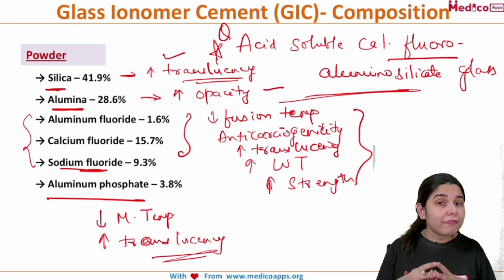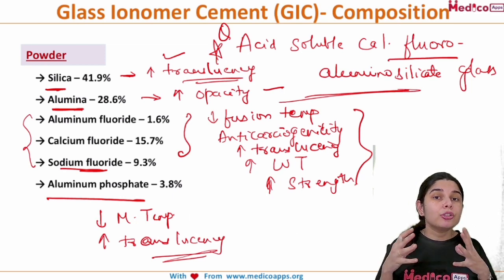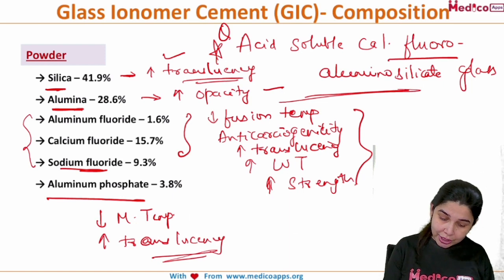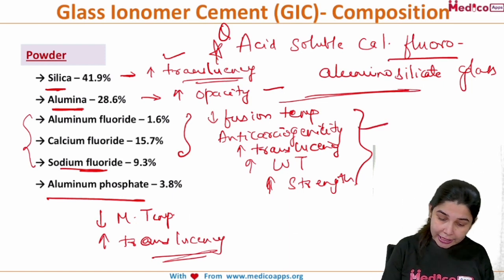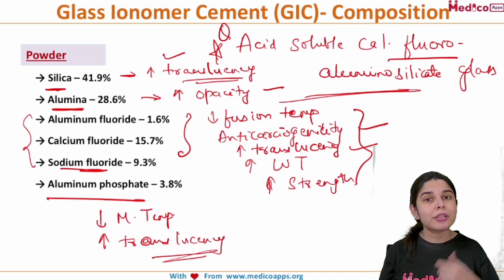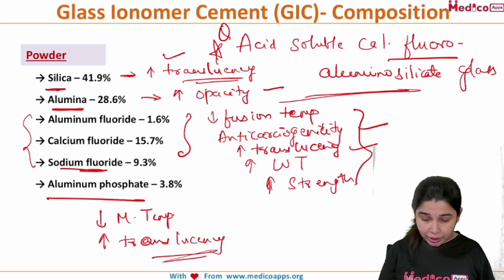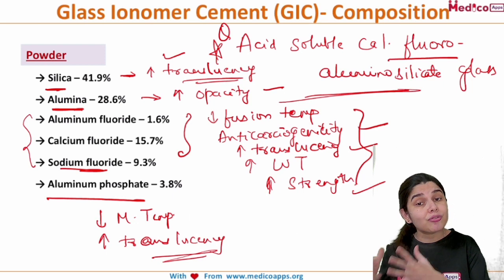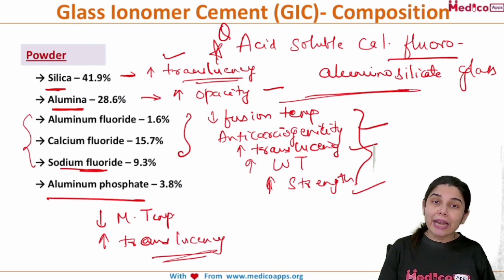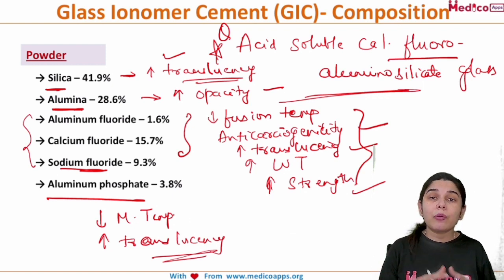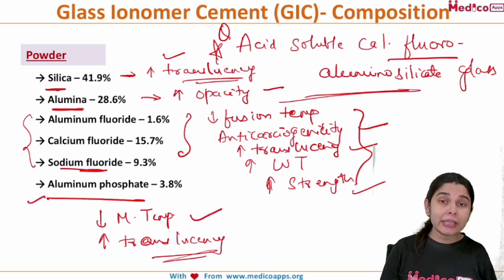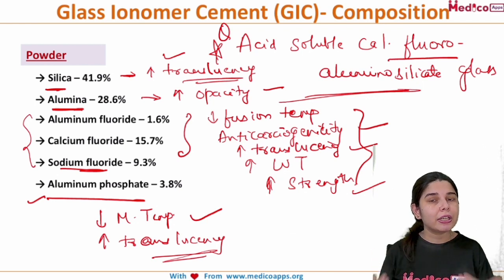And what are the 5 functions the fluoride is performing? So it is decreasing the fusion temperature, it has the anti-karyogenicity property, it is also increasing the translucency, working time, and also it is increasing the strength of the material. And lastly, coming to the aluminum phosphate, aluminum phosphate is around 4%, and what it is doing? It is decreasing the melting temperature and increasing the translucency.